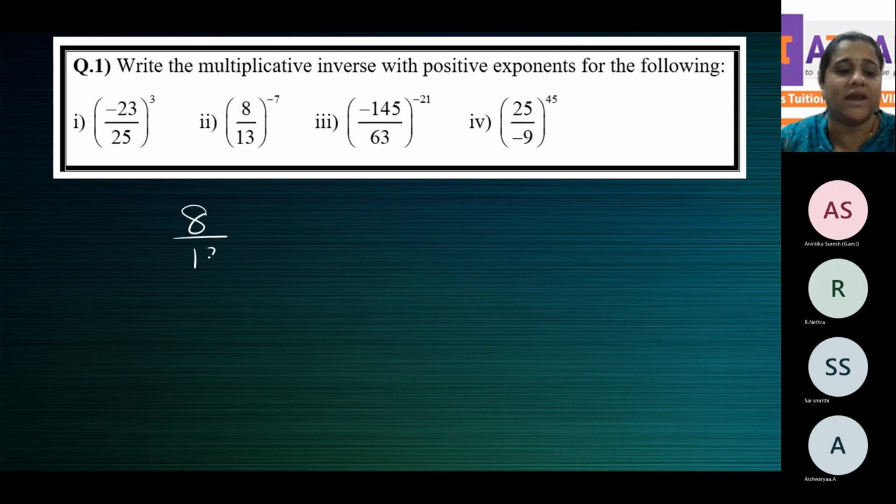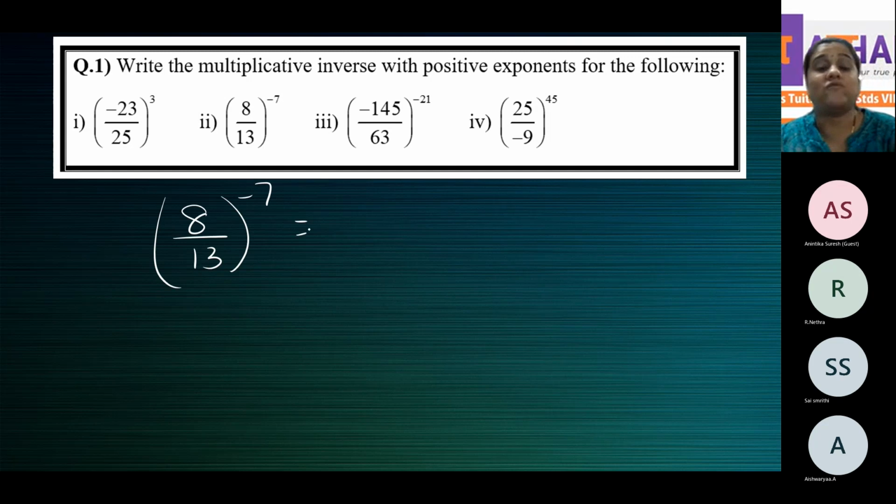Now, what is the reciprocal of 8 by 13 to the power minus 7? For the reciprocal, do only one of the two changes. We can change two things, no? Don't change both. Change any one and write the other as it is. That is the reciprocal. If you change both, it is the equivalent. If you change only one of the two, it is the reciprocal. You can write the reciprocal in two different ways. The equivalent can be written in only one way, but the reciprocal can be written in two ways.